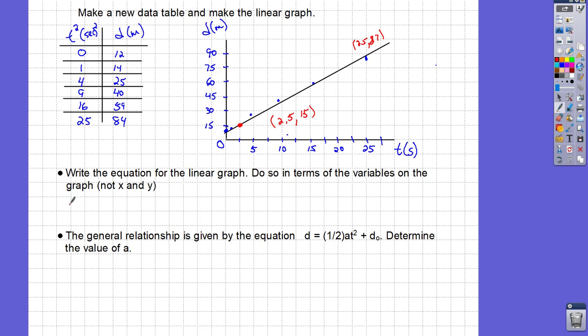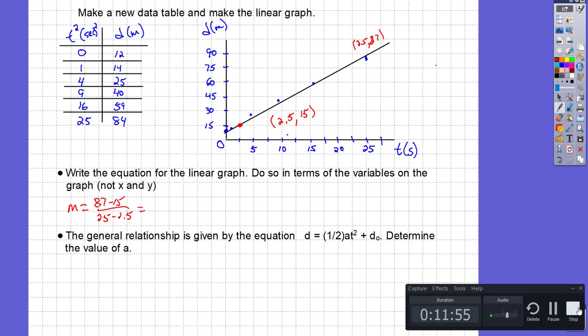Okay, so our slope, m, is equal to 87 minus 15 over 25 minus 2.5. And I'm going to hit pause and do that calculation and then start again. So if I can remember where to find the pause button. There we go.